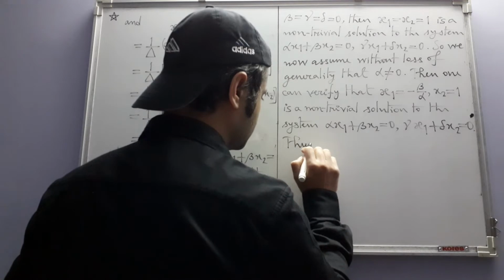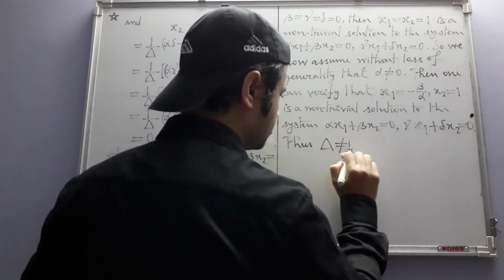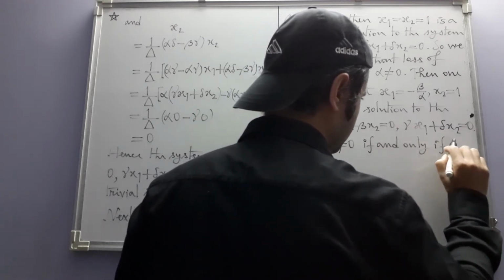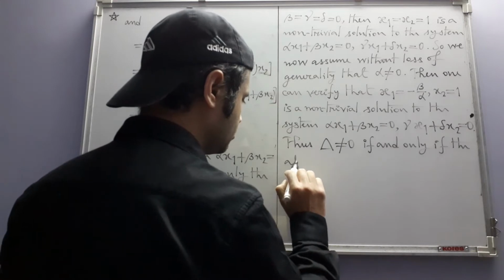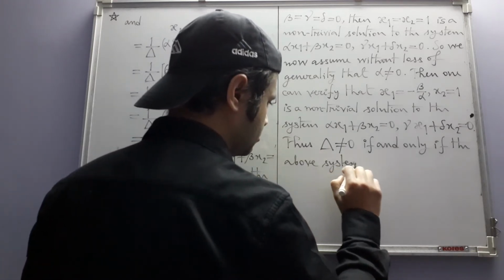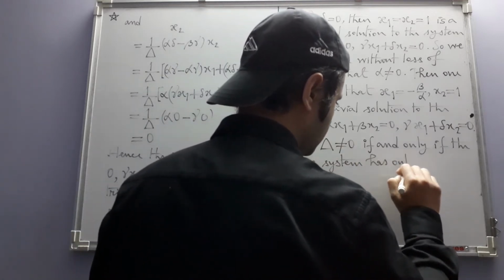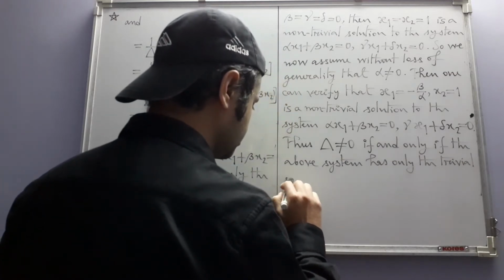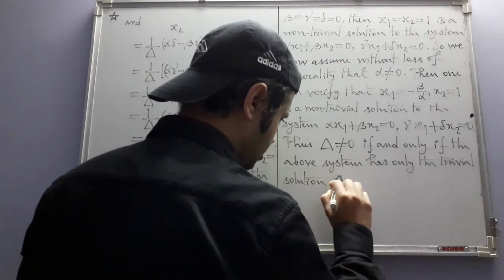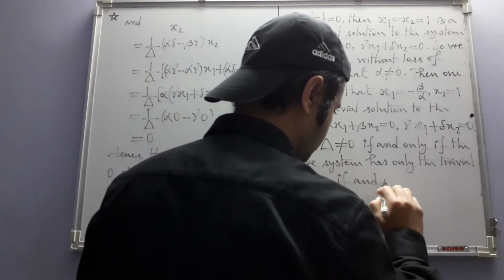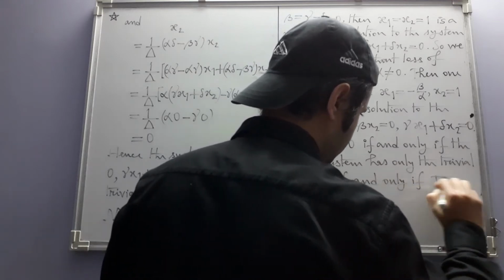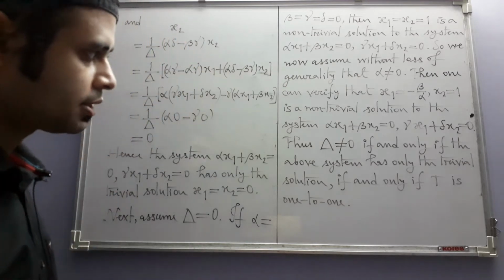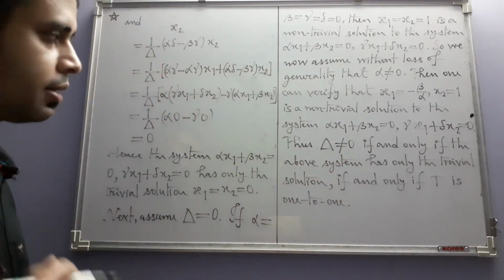Thus, if and only if the above system has only the trivial solution, and correspondingly if and only if T is 1 to 1. That is, this is a necessary and sufficient condition for T to be an isomorphism.